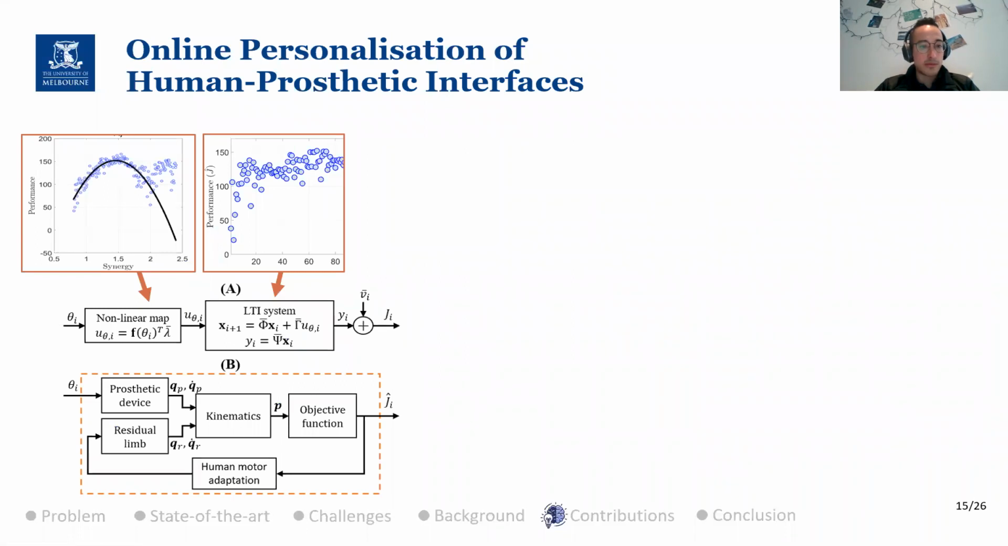So as I mentioned, we can model this particular behavior as a combination of a nonlinear map and an LTI system, and this models the entire mapping from the prosthesis interface parameter theta to the measure of performance. So we have all the kinematics and measure of performance, the objective function, and human motor learning happening there. And lucky for us, there is a type of extremum seeking algorithm, fast extremum seeking, which is suitable for this type of system.